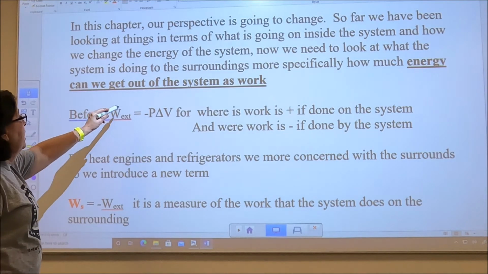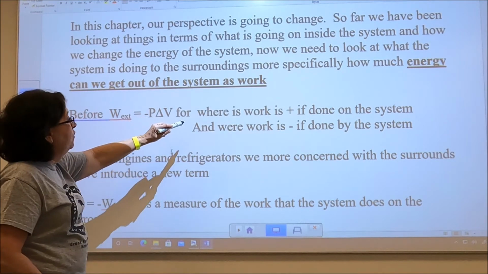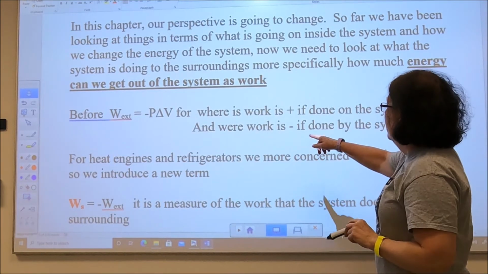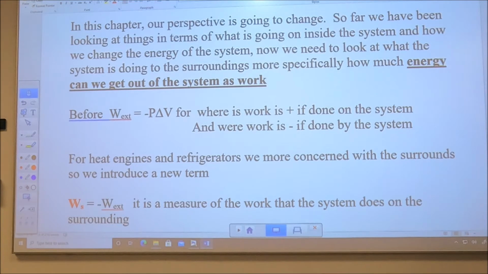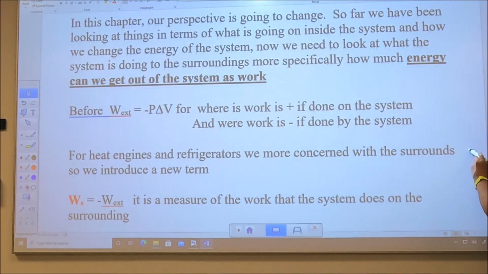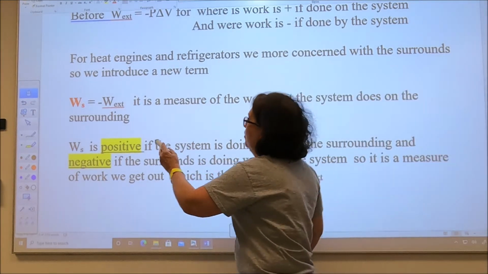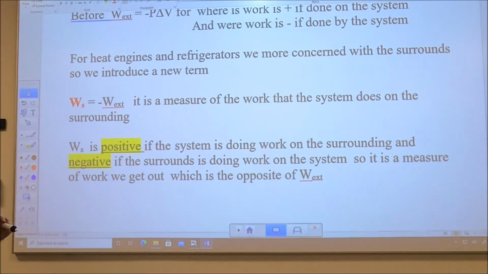Right now we've been looking at work external as minus P delta V, where work is positive if work is done on the system and negative if it's done by the system. Since we're going to be interested in heat engines and worried about the energy coming out, and refrigerators, the energy that we're having to put in to drive something, we're going to start looking at W sub S, work for the surroundings.